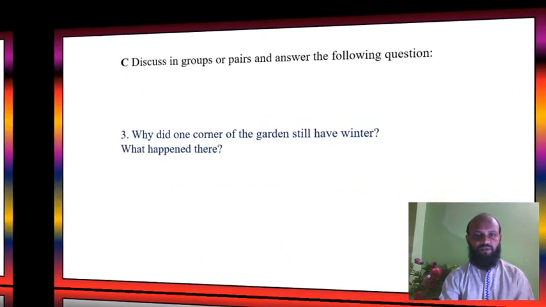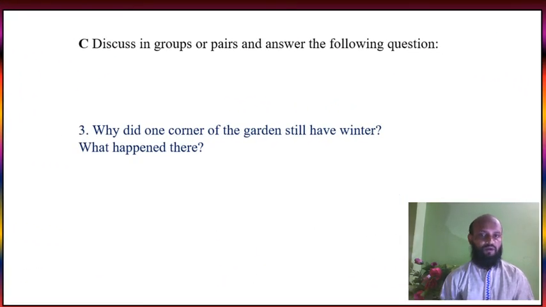And question number 3, you see, why did one corner of the garden still have winter? What happened there? In one corner of the garden, there was not spring. Why was there still winter? What happened there? Can you guess? Because there was a problem.